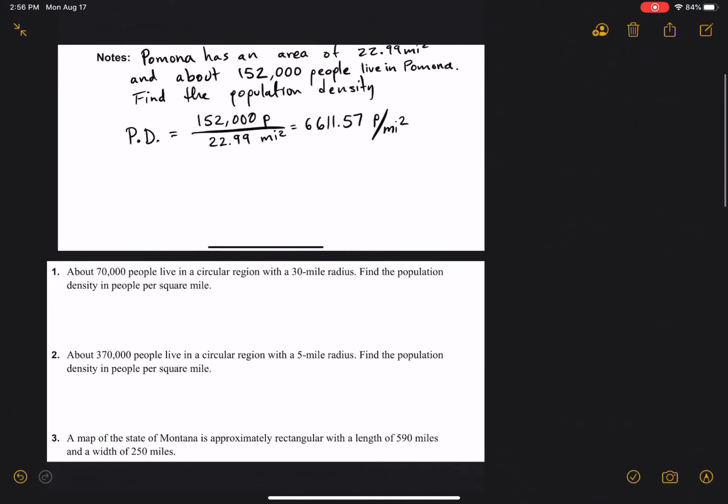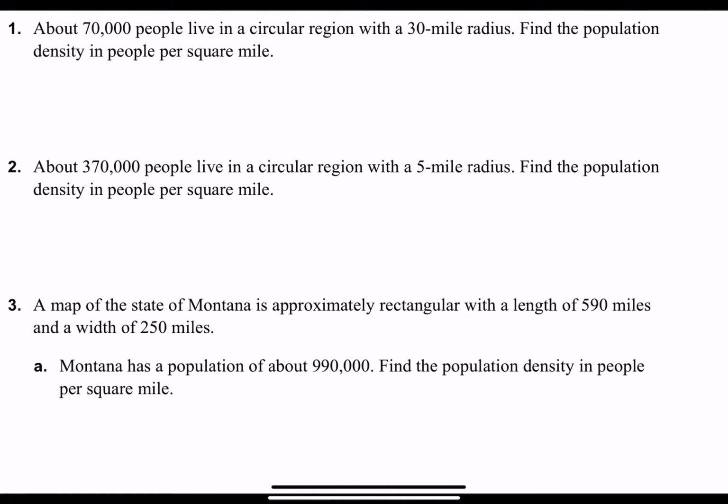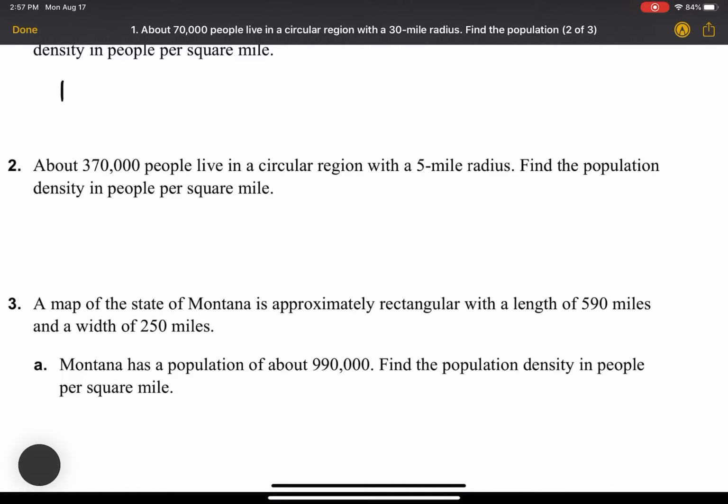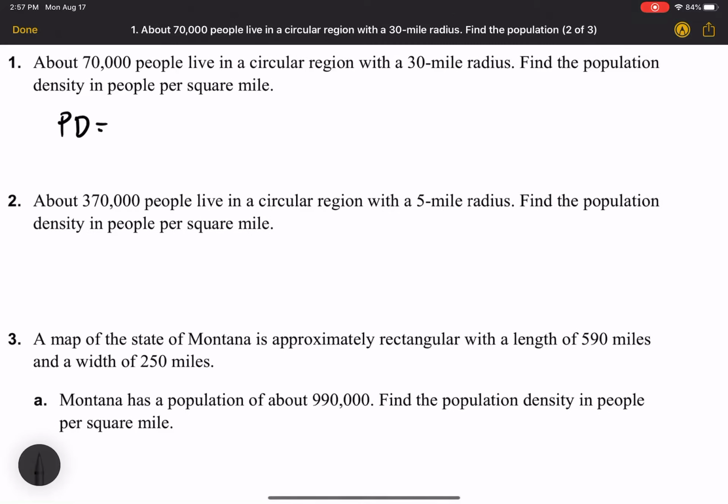Okay, let's take a look at another example right here. So we say in example number 1, 70,000 people live in a circular region with a 30 mile radius. Find the population density. So just like on the other one, we're going to start by writing the formula. Population density is number of people divided by the area. Well, we know that the number of people is 70,000, because they told us. But what about the area?